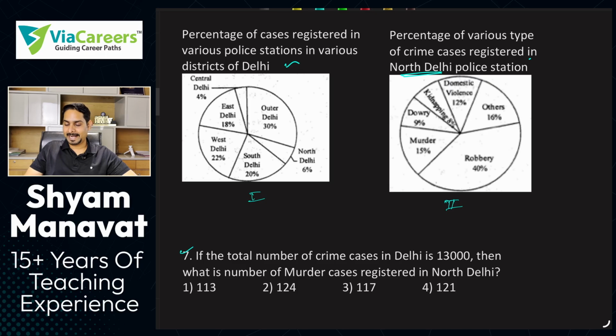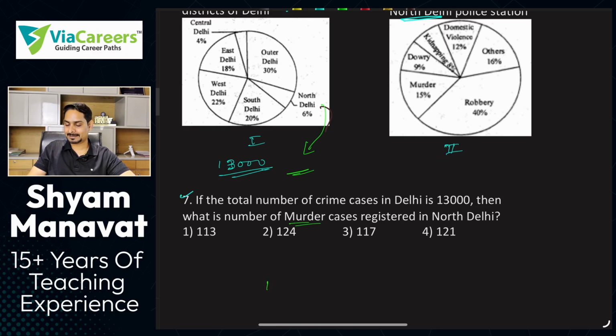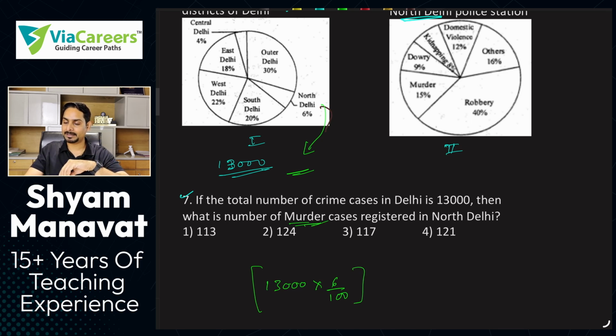Let's solve this together. So here we have the total number of crime cases in Delhi as 13,000. The total number of crime cases is shown by which diagram? Diagram number 1 or 2? Diagram number 1. It shows for entire Delhi. So let's say this 13,000 is given to us, out of which we need to see how many are from North Delhi, and from North Delhi, how many are murder cases. So first of all, this is 13,000, the total number of cases in entire Delhi, out of which North Delhi represents only 6% of this. And in North Delhi, the total number of murder cases is 15%.